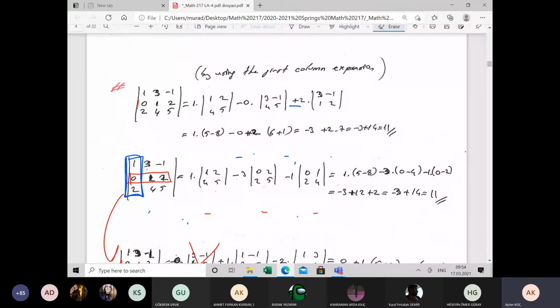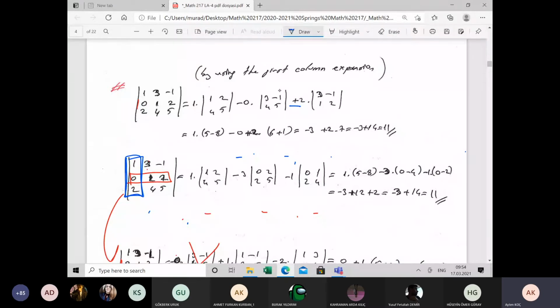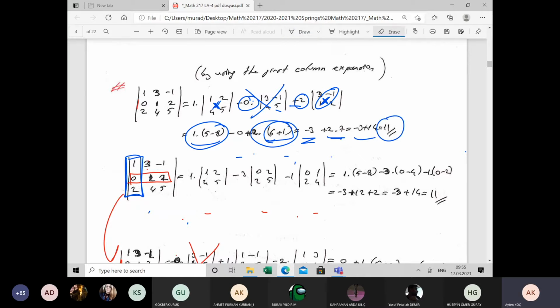So let's compute. We have a 0 entry, so we can ignore this one because it is 0. So this one gives 5 minus 8, this one. This one is 6, minus and minus plus 1, multiplied by 2. This one gives minus 3. This one gives this one. So we obtain the same results. It's okay. Any question? Okay.